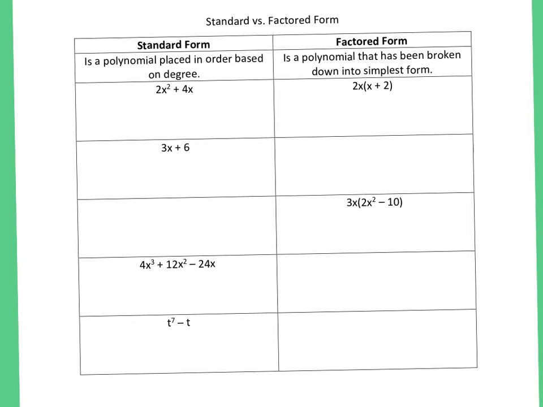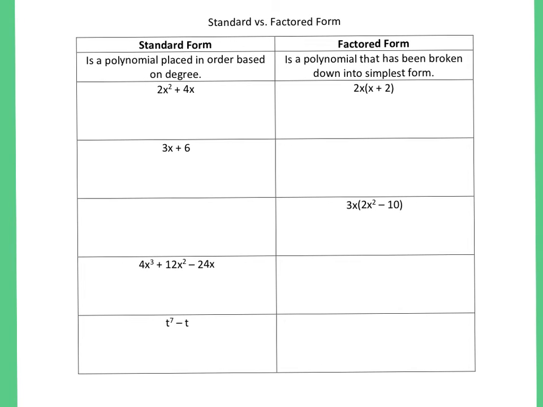And you'll notice on one side of the table it says standard form, which is just a polynomial placed in order based on the degree. Okay, and if you notice, highest exponents come first. Okay, we call that descending order. And then on the right side, it has factored form. So this is when we've broken down that polynomial into its simplest form.